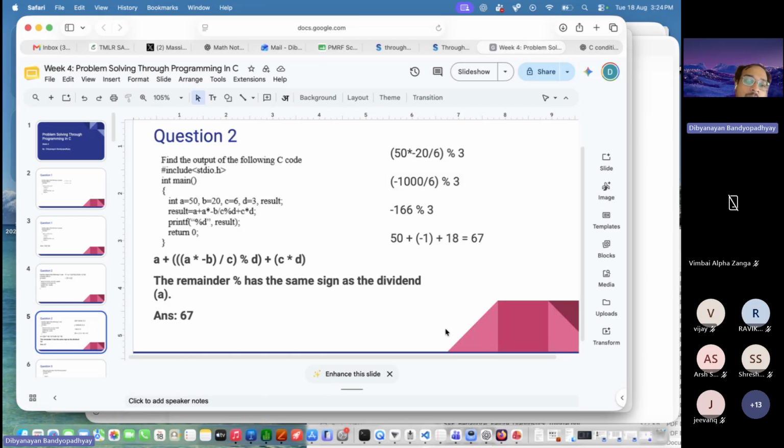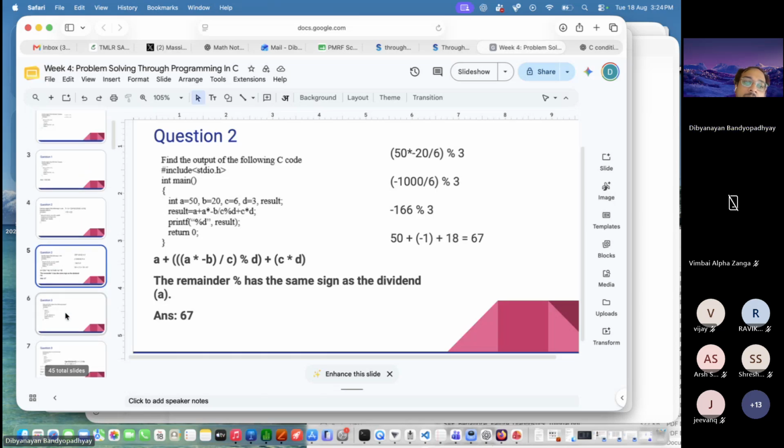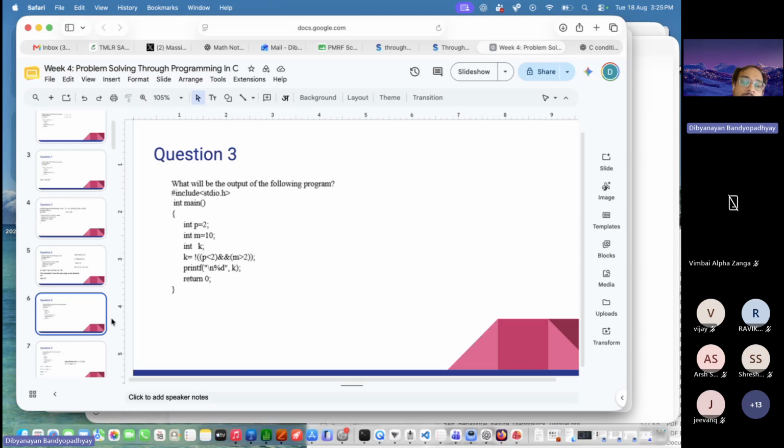So you have to see the associativity of the operators and the precedence of the operators. If they are of the same precedence, then you have to evaluate from left to right. So this is the rule. If there is any confusion, tell me. Otherwise, I'll proceed to the next question. Okay, so this is the next question.